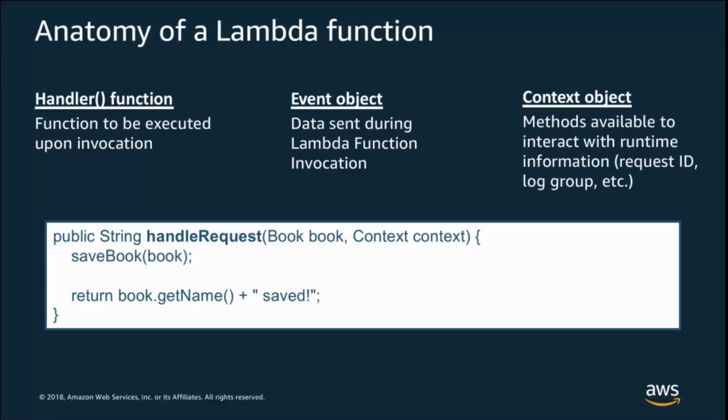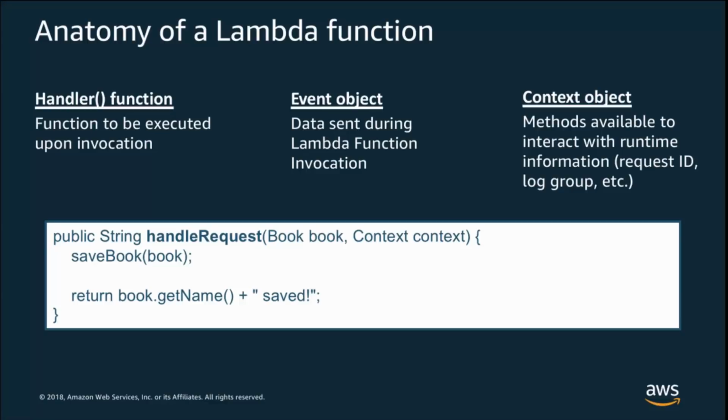And the next concept here is an event object. So the event object is how data is passed into your handler or your function. Let's go back to the example I had before. Let's say you had set up Amazon S3 as the event source for your Lambda function. Then the event object would contain details about the S3 object that triggered your function.